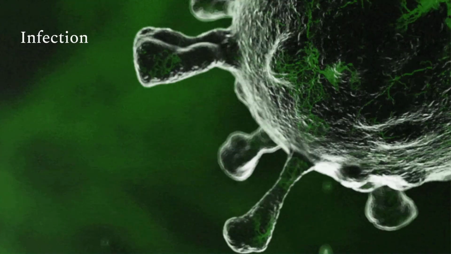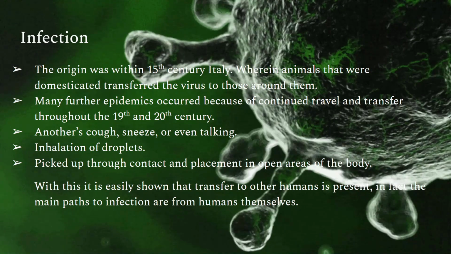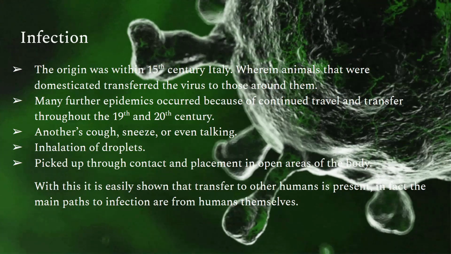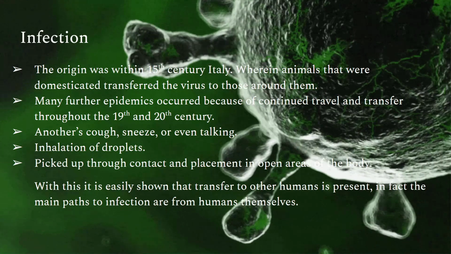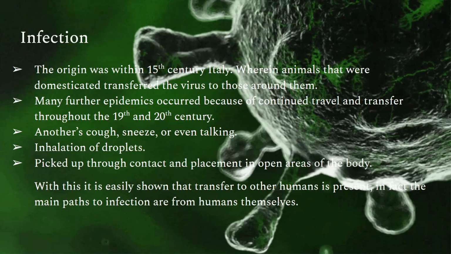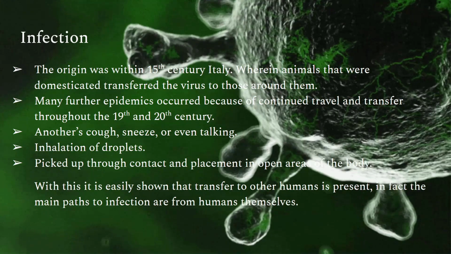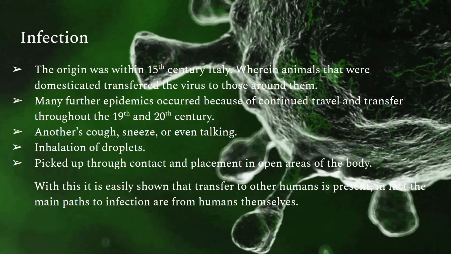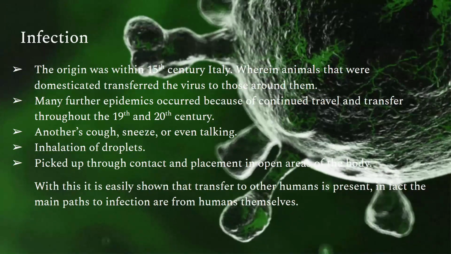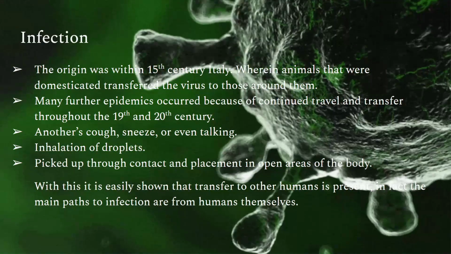To start off, infection. The origin was within 18th century Italy, wherein domesticated animals transferred the virus to those around them. Many further epidemics occurred because of continued travel and transfer throughout the 19th and 20th century. It transfers between people through an infected individual's coughing, sneezing, or even talking, as it transfers through water droplets, inhalation of said droplets, or being picked up through contact and placement in open areas of the body, which displays the fact that it's transferred from humans to humans.